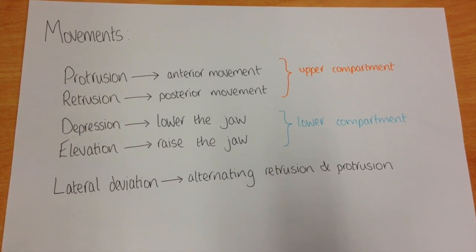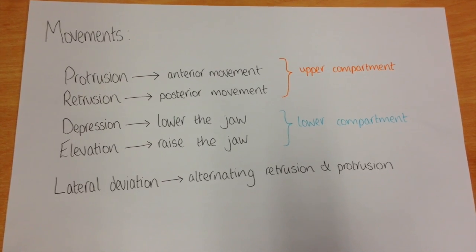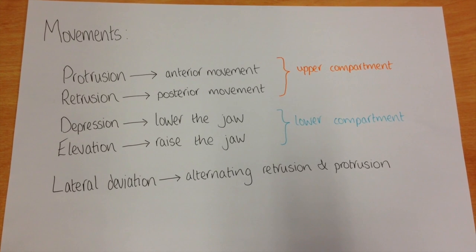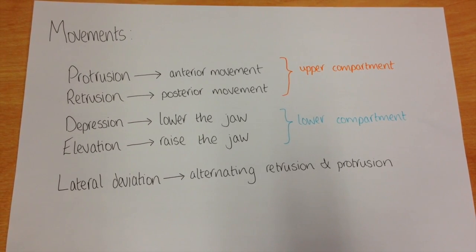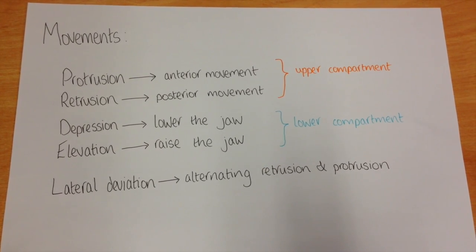Protrusion is the anterior movement of the intra-articular disc and the head of the mandible onto the articular eminence of the temporal bone. Retrusion is the return movement of the intra-articular disc and the head of the mandible into the mandibular fossa, which occurs in the upper compartment of the joint.